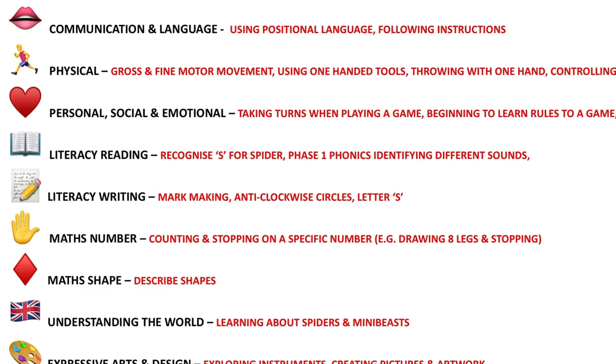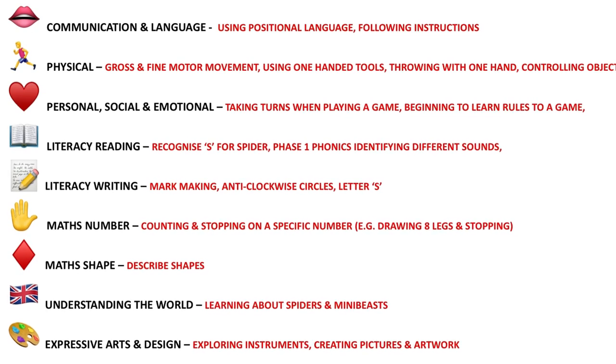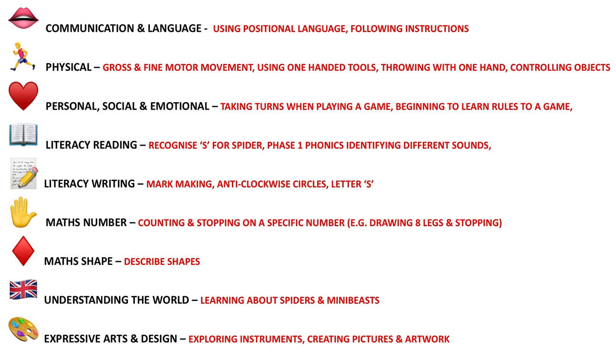In her writing, I wanted her to continue with her mark making, start to do some anti-clockwise circles, and maybe identify and start to do the shape of the letter S. In her maths number, I wanted her to practice counting, stopping on specific numbers. For example, when she's been drawing spiders before, she's been continuing after she gets to eight legs. So that was something I wanted to work with her on today. With regards to maths shape, I just wanted to have a go at describing shapes, maybe curved sides, pointy edges. Understanding the world, just starting to have conversations about spiders and then leading on to mini beasts. And in expressive arts and design, I wanted to start to explore the instruments and have a go at creating pictures and artwork.